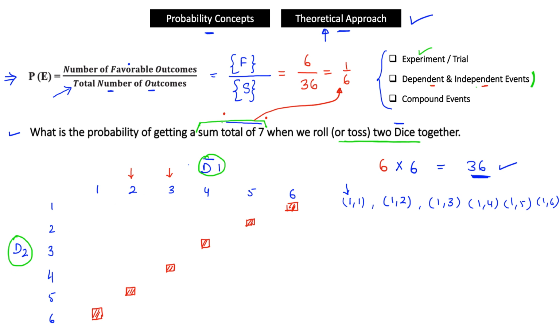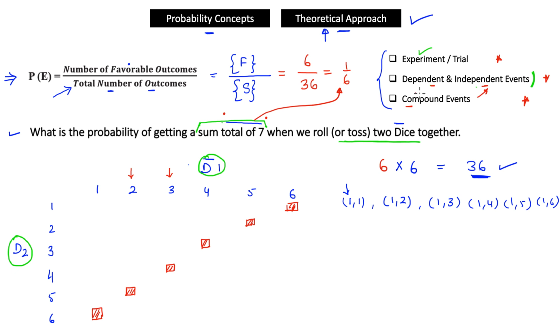Well, the key thing that you have learned in this exercise is what an experiment or a trial is, what dependent versus independent events are, and how that helps you in computing the total space of all possible outcomes. And then, of course, what compound events are. Even though in this case we had 2 different events happening at the same time, we call them compound events, but they are independent.